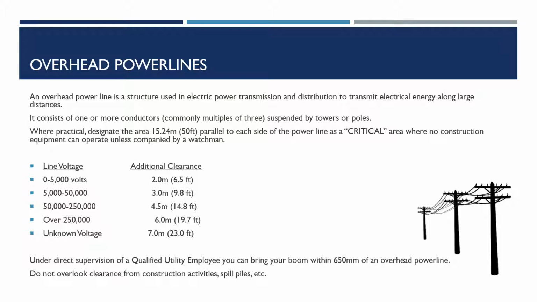Under direct supervision of a qualified utility employee, you can bring your boom within 650 millimeters of an overhead power line. Do not overlook clearance from construction activities, spill piles, etc.